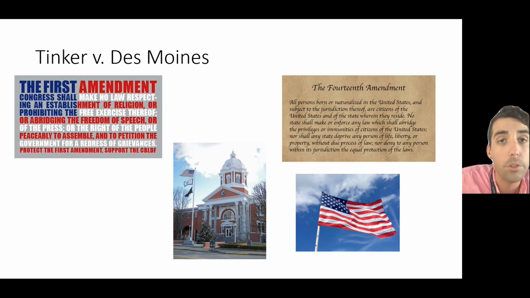So those were the other precedents that were used in Tinker v. Des Moines to make their ultimate decision. There's the flag too, so you can see they were saluting the flag, and that's what they were protesting. And this is the West Virginia State House.